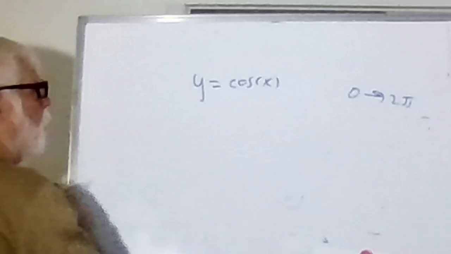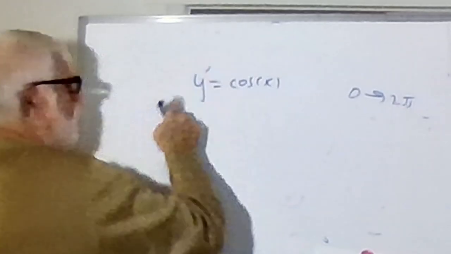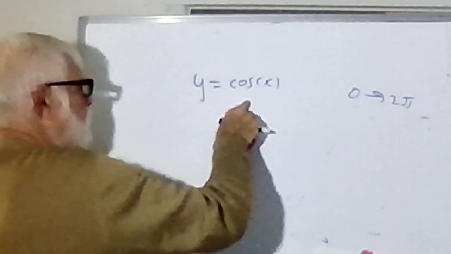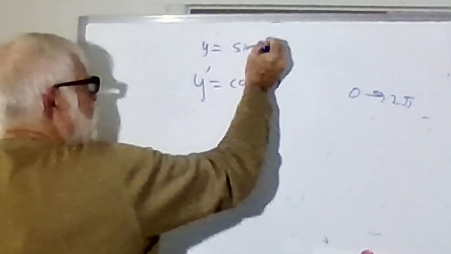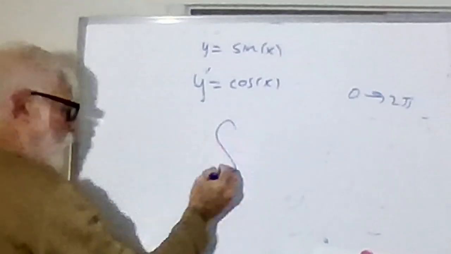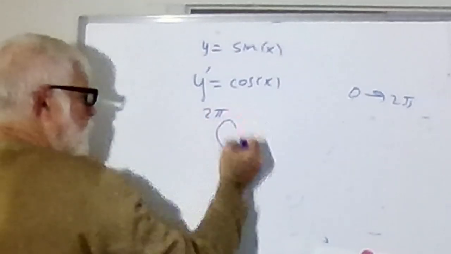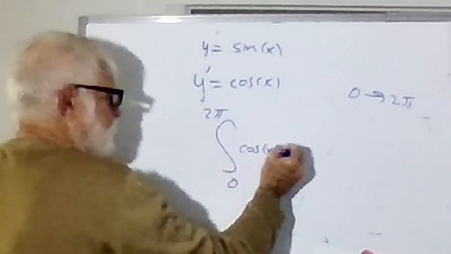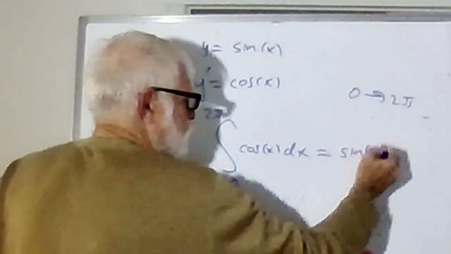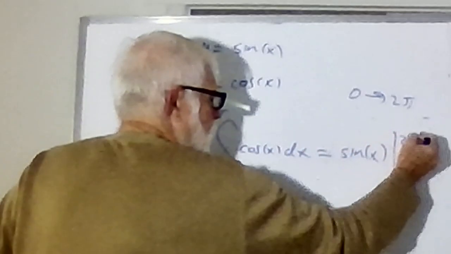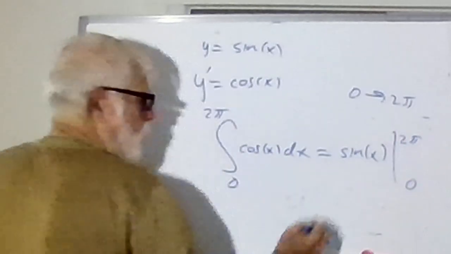Okay, so if y prime, I'm finding the area under cosine. Yeah, so you can think of it as y prime. Then we're going to create the sine function. And we're going to go from 0 to 2 pi, cosine curve, dx, which is the sine of 2 pi, minus the sine of 0.